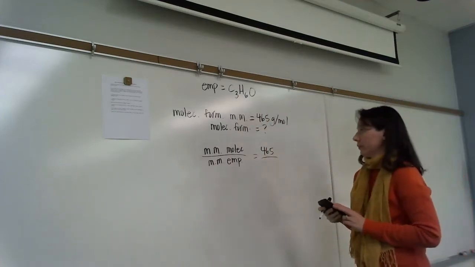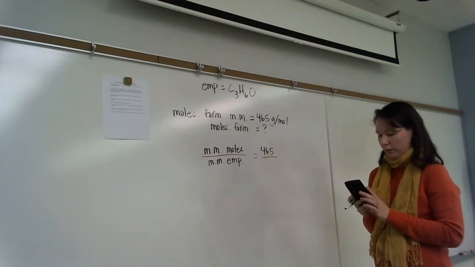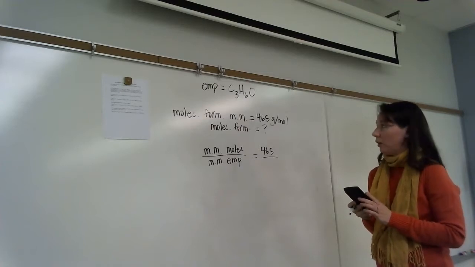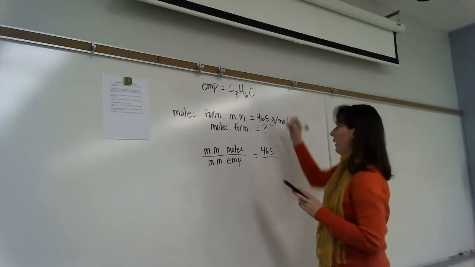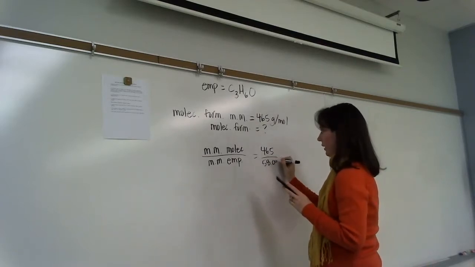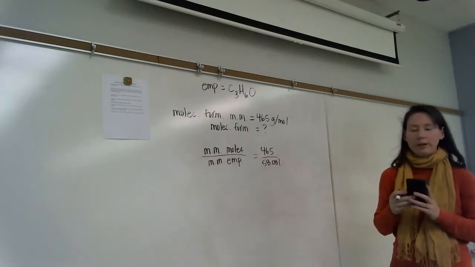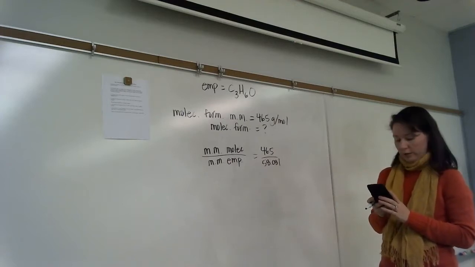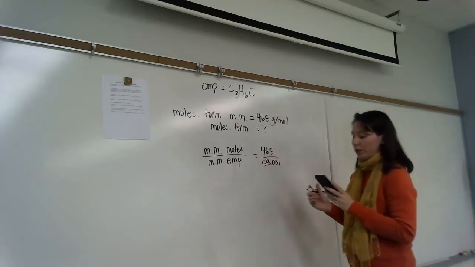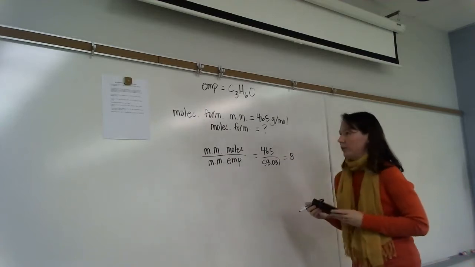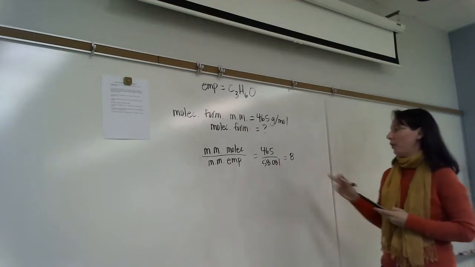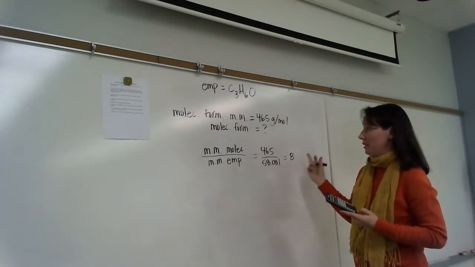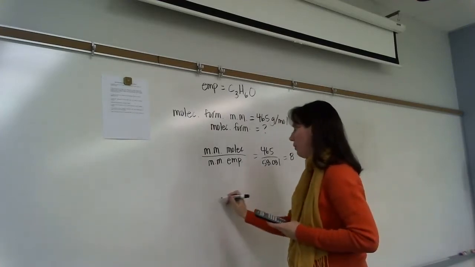That's on me. Okay, so 3 times 12.011 plus 6 times 1.008 plus 16. I got 58.081, depending on how you rounded. So 465 divided by 58.081 gives me 8.006, which will round to 8. Did you get 8 as your factor? So now I multiply all of these by 8. 8's a pretty big factor to be multiplying by, but if that's the value you get, that's the value you get.